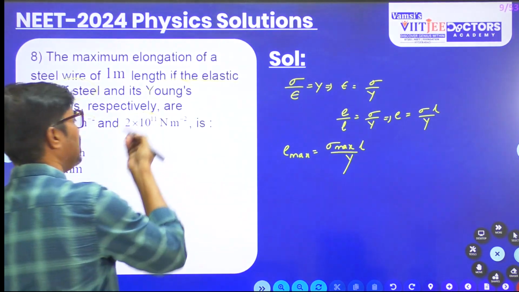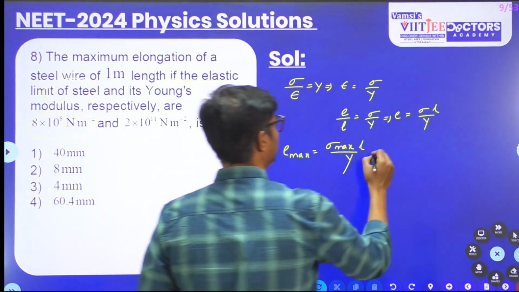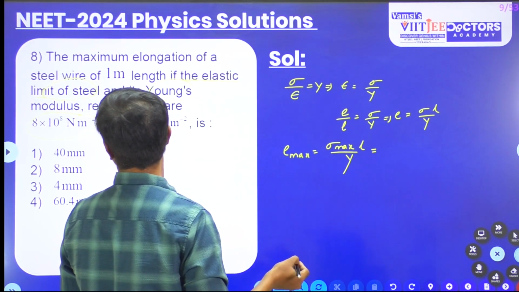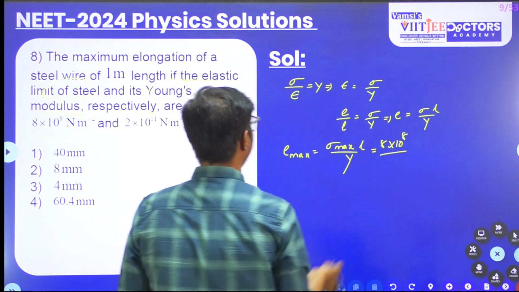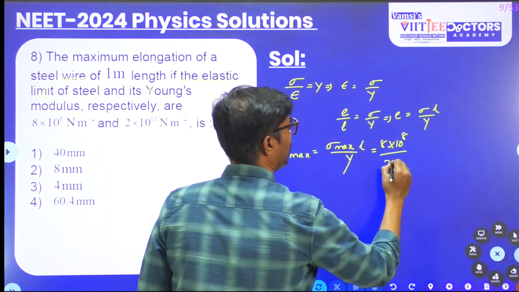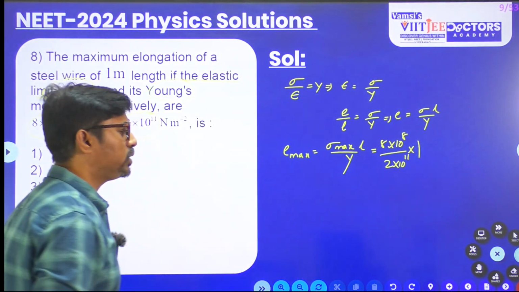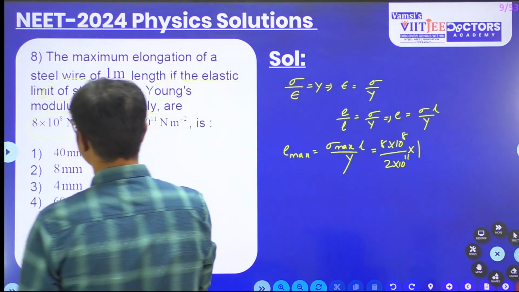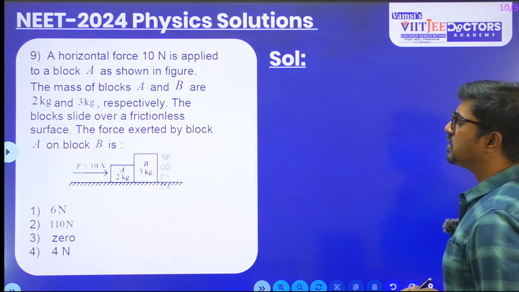So an elastic limit meaning sigma max, you should know that, right? Elastic limit is sigma max. Sigma max they had given, how much is that? 8 into 10 power 8 divided by Y, 2 into 10 power 11 into 1 meter. So you will get 4 into 10 power minus 3. 4 into 10 power minus 3 meaning 4 millimeter. That's the answer. Okay. Next question.